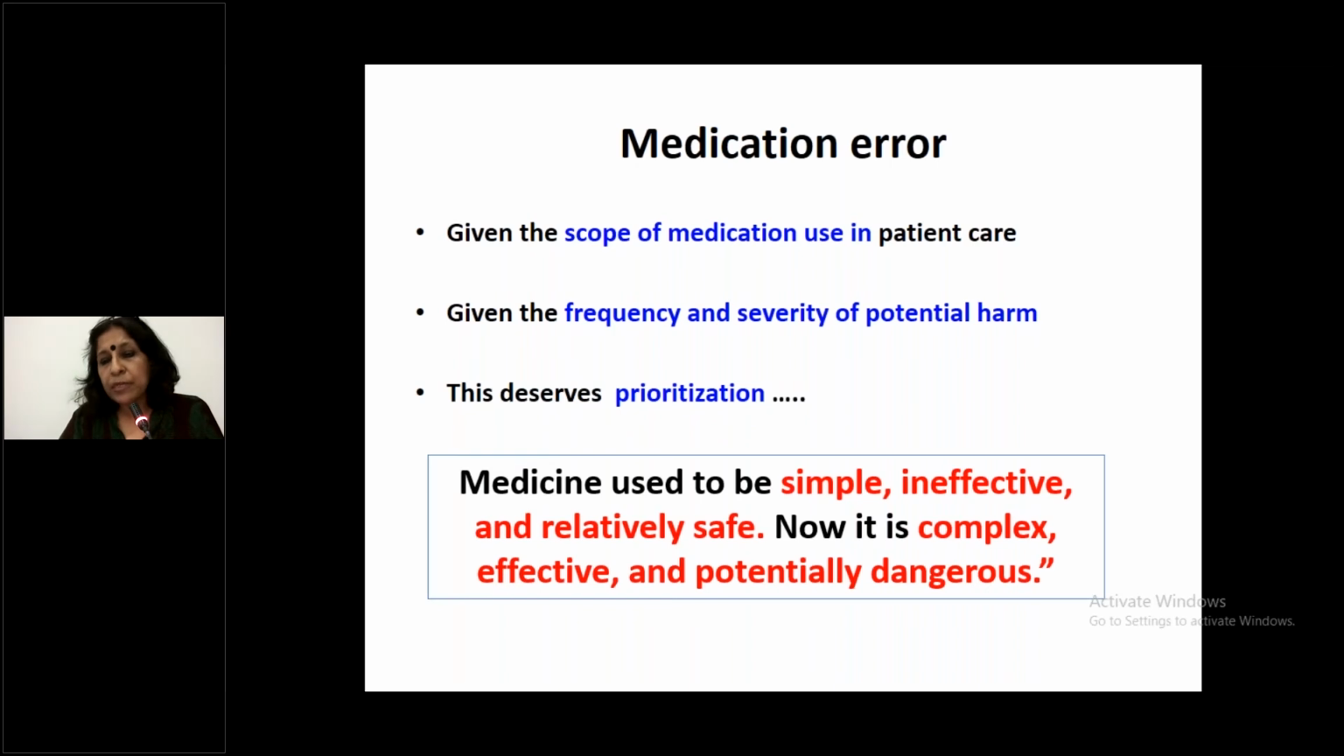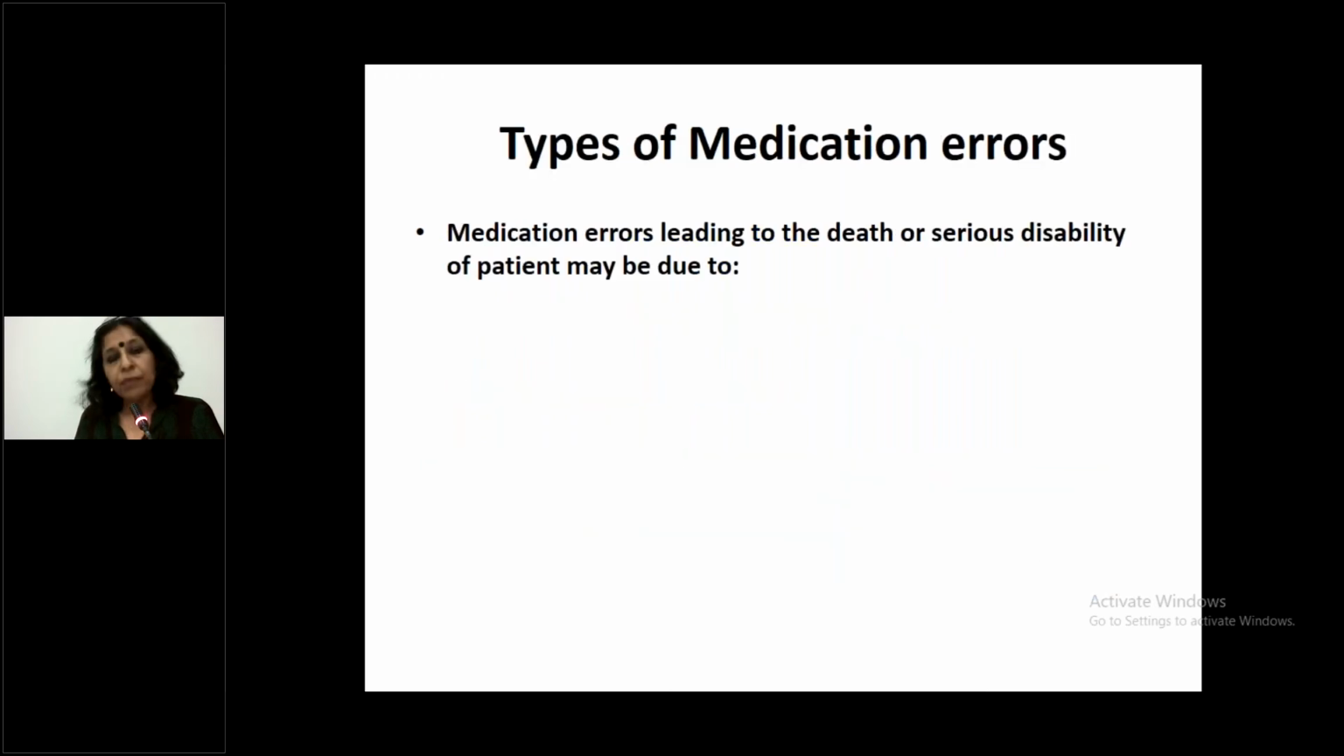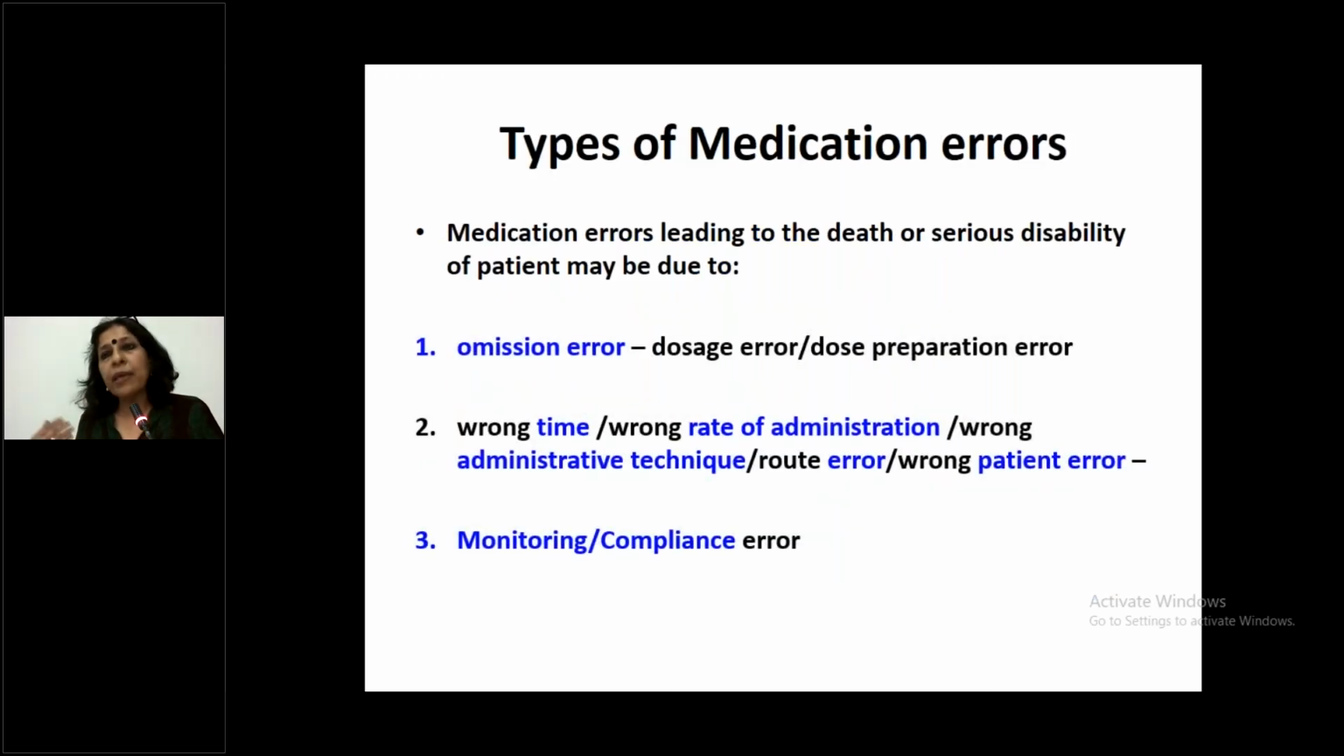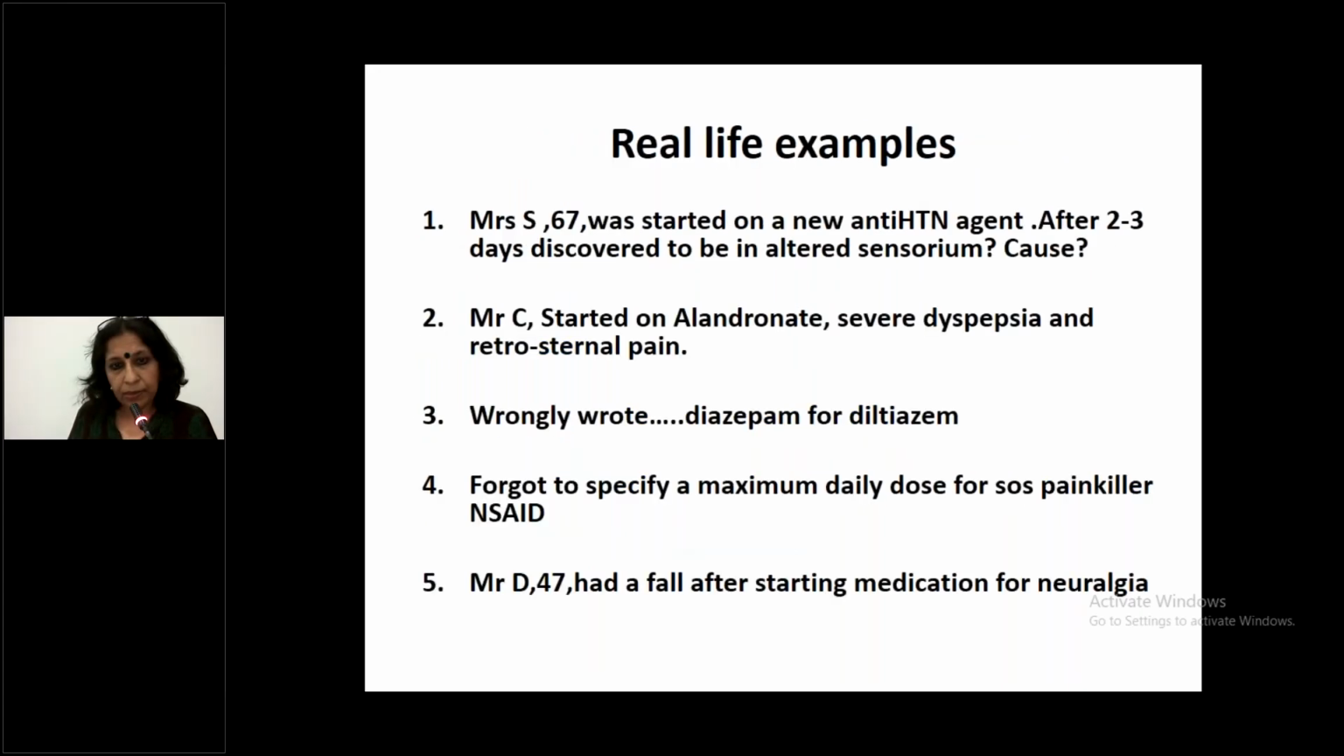Medicine used to be simple, ineffective, and very safe. Now it is complex, very effective, and also potentially dangerous. So medication errors will be errors of omission or giving at the wrong time, wrong rate of administration, wrong route, giving it wrongly, wrong patient. Very important. Right patient, right medicine. The basic adage to remember. And then, of course, there will be monitoring or compliance errors.